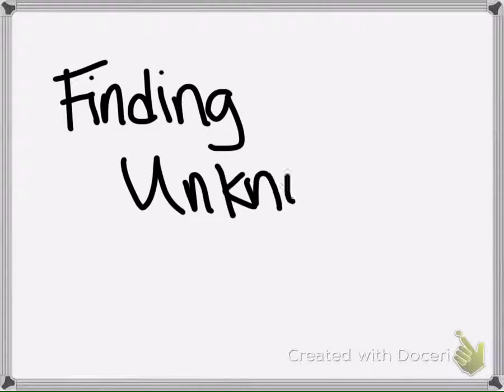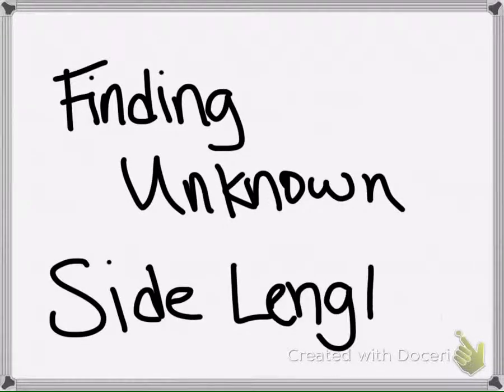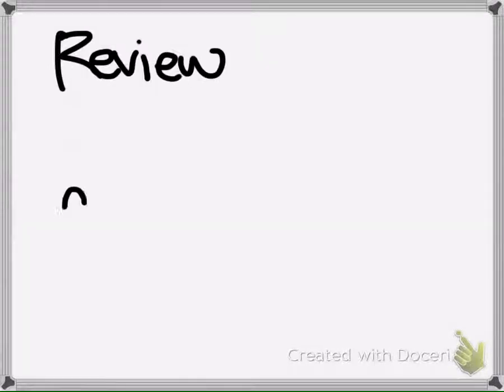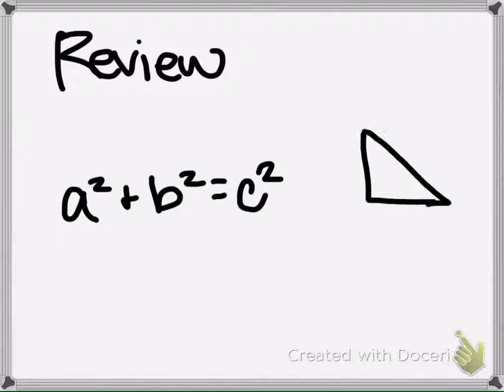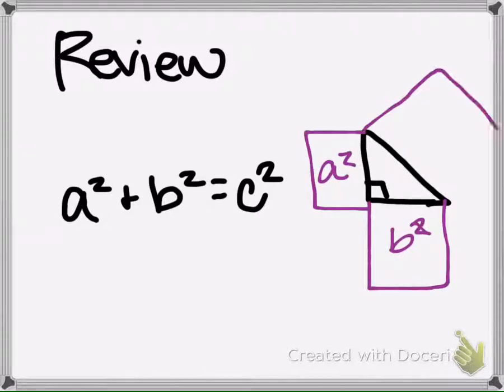Okay, in this video we are going to focus on finding unknown side lengths using the Pythagorean theorem. As a review, a squared plus b squared equals c squared is the Pythagorean theorem, and we drew triangles with squares on them like this. The two little squares add together to equal the bigger square.